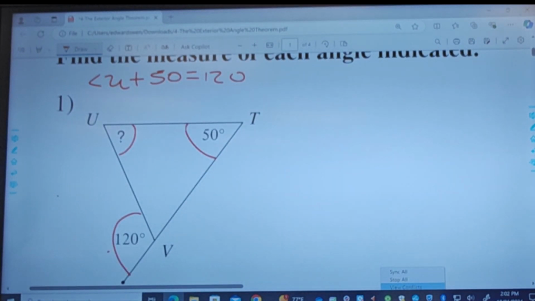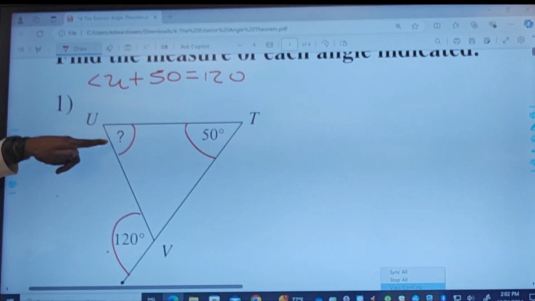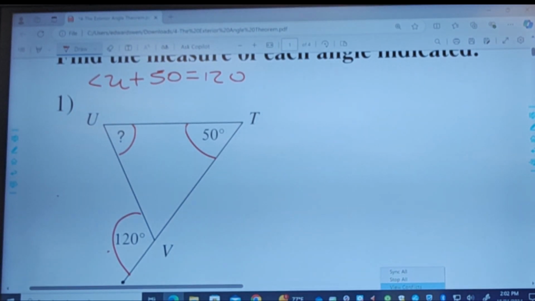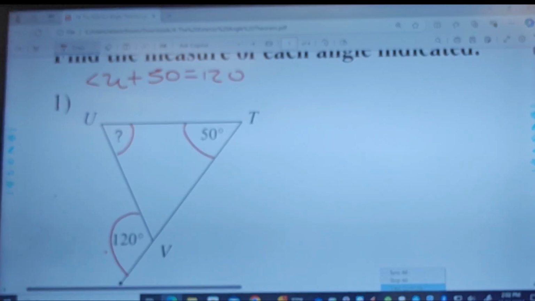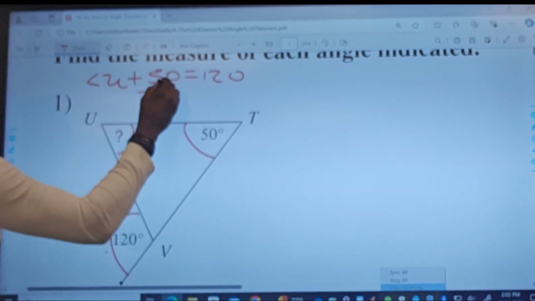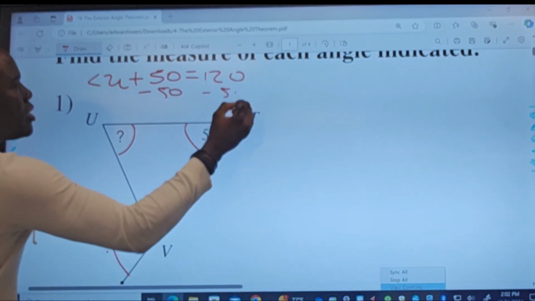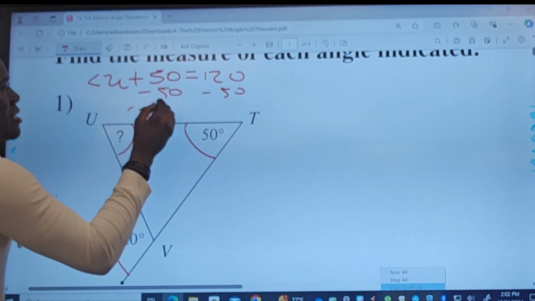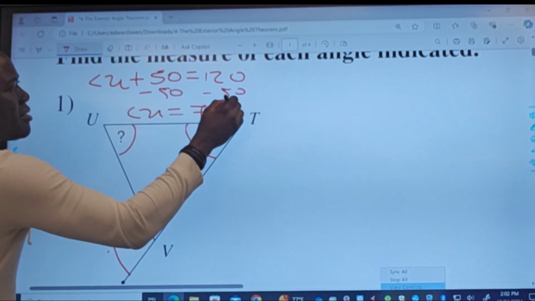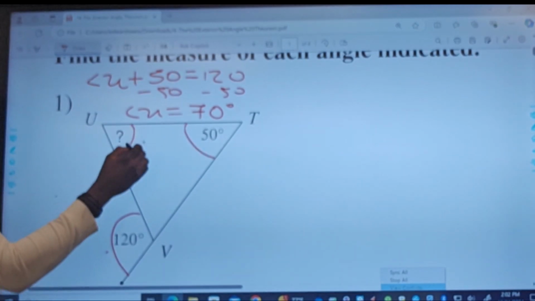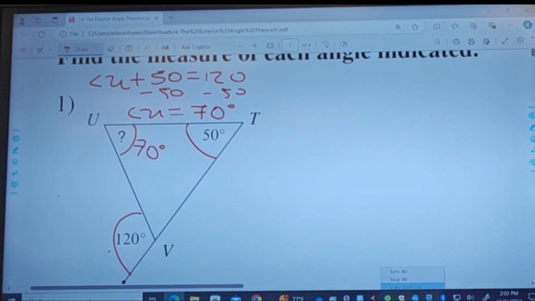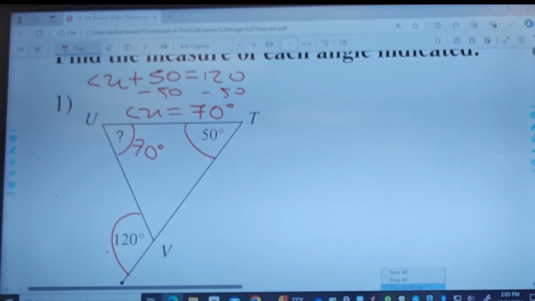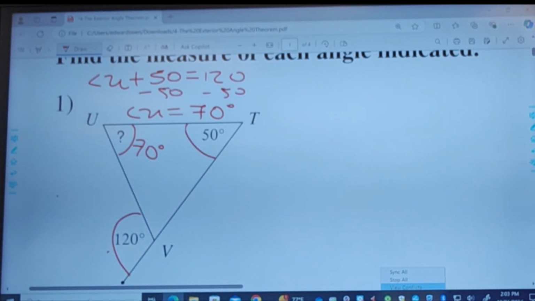Are we together? So in an effort to find this indicated angle, what would you do? We will subtract. Very good. Let us subtract 50 from both sides. So the angle at U is equal to how many degrees? 70 degrees. So this angle right here is 70 degrees. This is just the foundation. You're not going to get questions like this on your exam. I'm leading you to what we really want to do with the algebra when it comes in.